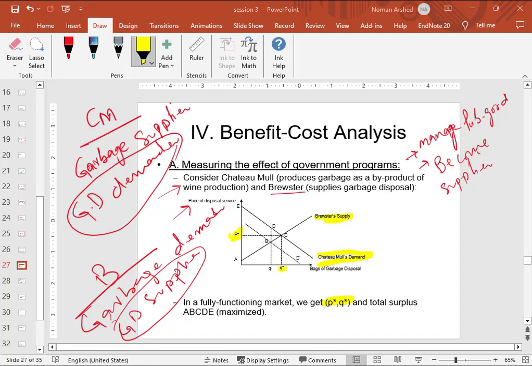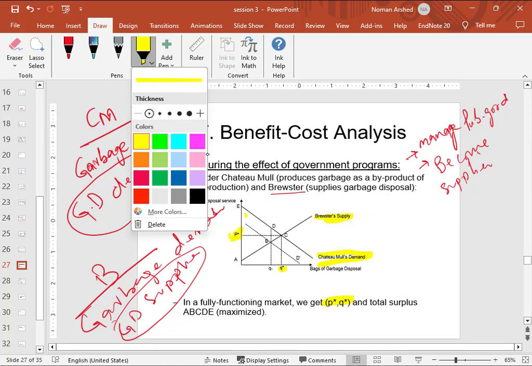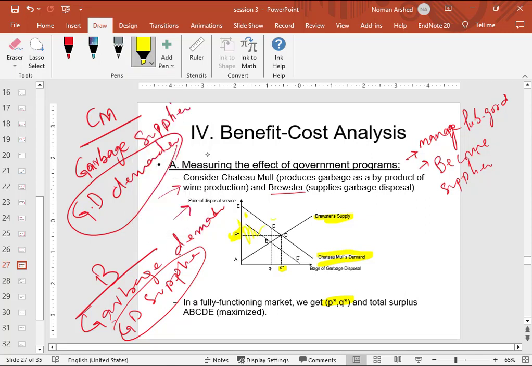So here we can see that if it is in equilibrium, then the total surplus will be region A B C D E. Let me take a smaller color. I will color this region, which is the total surplus. So we have this much surplus in the market. I hope you understand. So let's go to the next slide.